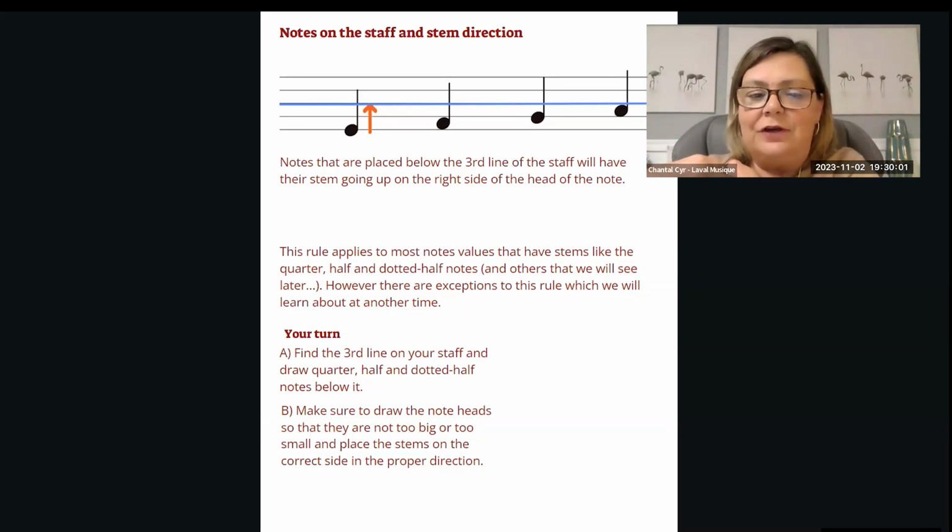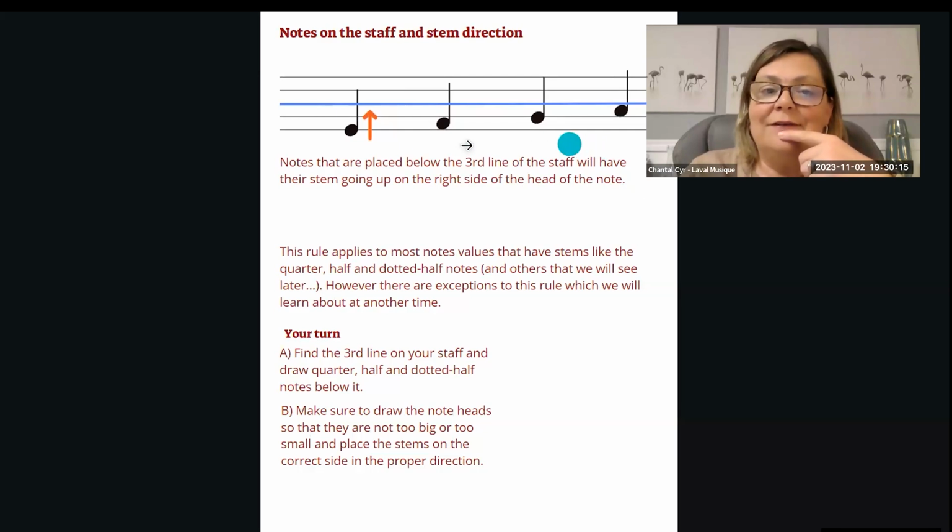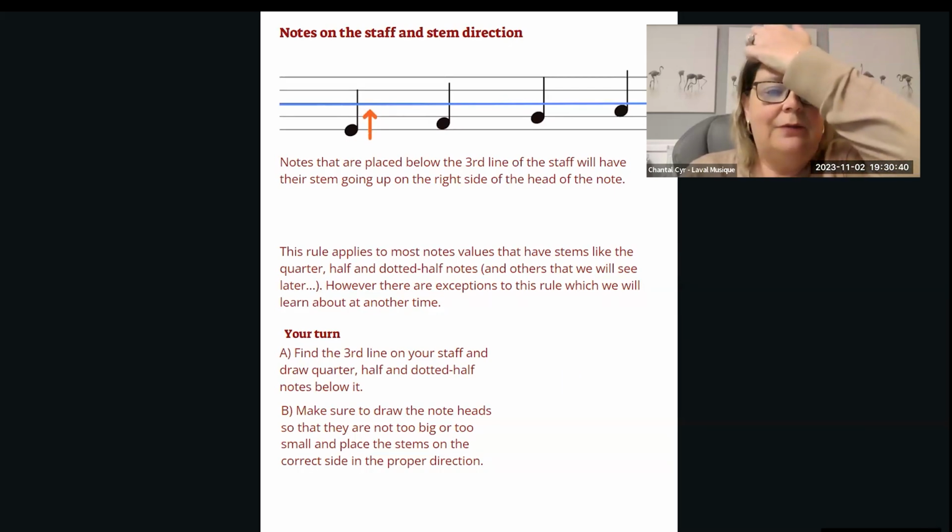Make sure that the note heads are not too big or not too small for the staff, right? So we've already seen that. We want to make sure that the head doesn't cross over any lines. If it's placed on the line, then the head goes really in the middle and it's not touching any other lines. And if it's between 2 lines, it doesn't surpass on either side. So it's really in between. So watch out for your note heads so that they're not too big or not too small. And then place the stems on the right side to make sure, and with the proper direction.